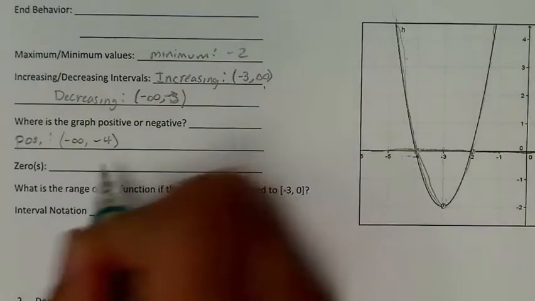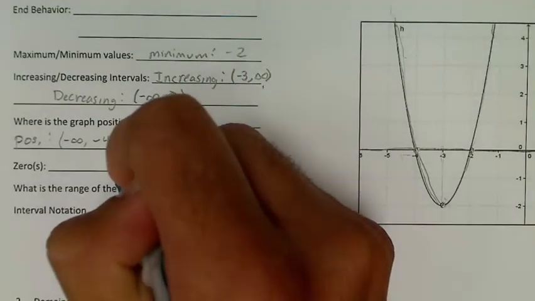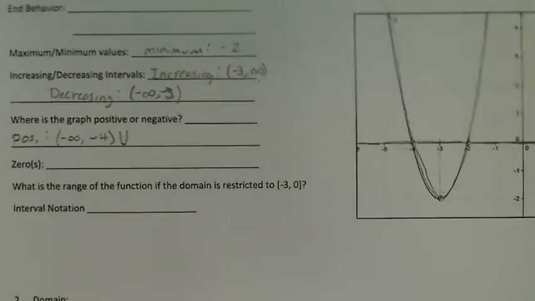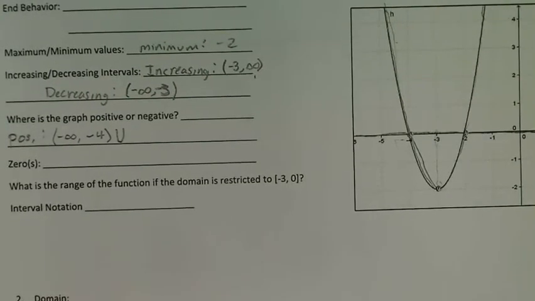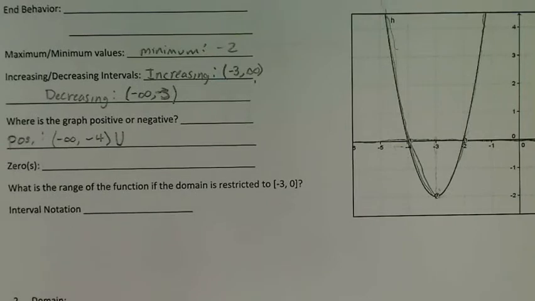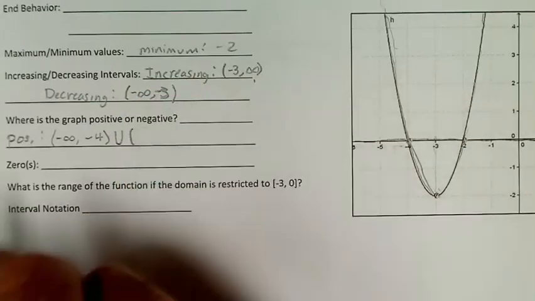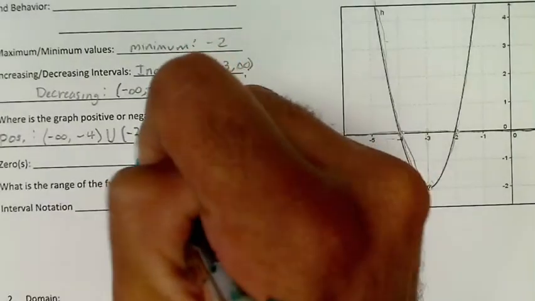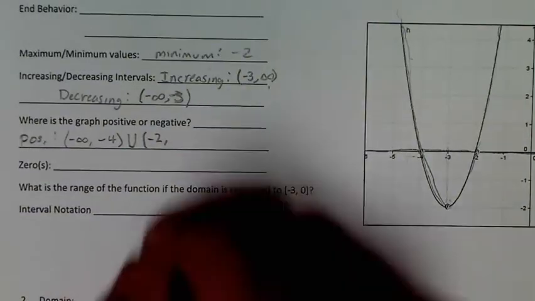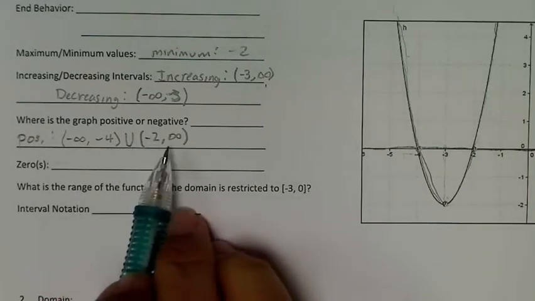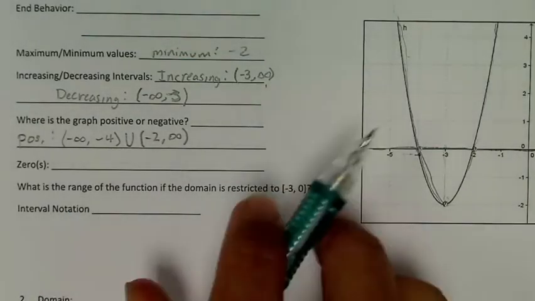So the way we write two intervals, we're going to use this symbol. It's like a U. It stands for the union, and it just means that these two intervals together are both positive. Okay? So we're positive from -2 to infinity. Okay? Again, these are x values that produce positive y values.